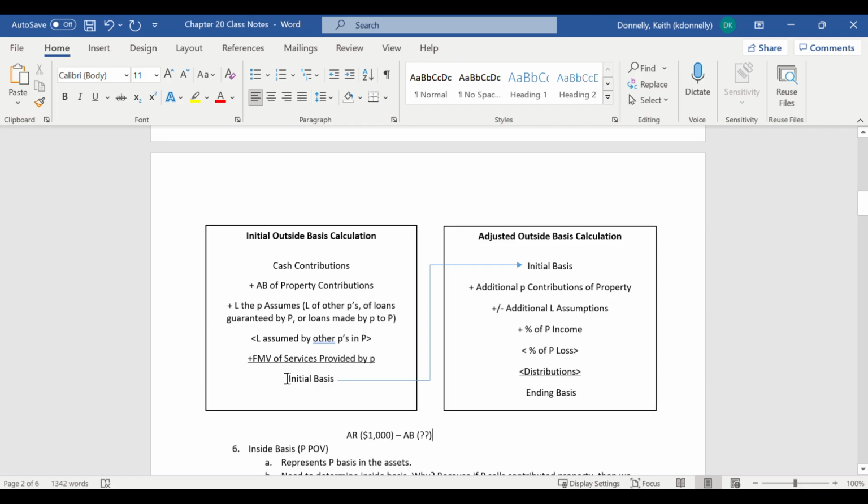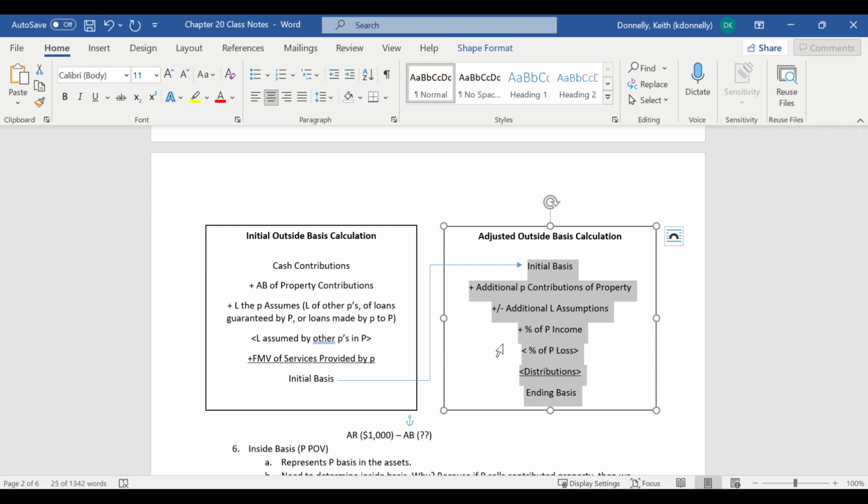If it was right after we got our partnership interest, it would be our initial basis. If it was at a later time, it would be our ending basis over here, basically our adjusted or updated outside basis. You can think of this almost like a retained earnings roll forward. Every year you have to do this. You have to keep a record constantly of your basis and track it as you go.